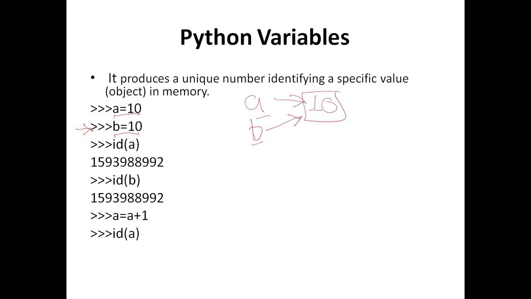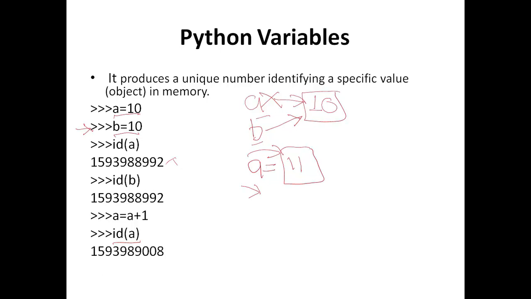But if you update the value of A by 1, so it becomes 11, the Python interpreter creates a new object 11 in memory, and A will point here, and the old reference is dereferenced. So if you type id of A again, you will get a different identifier than the old one.